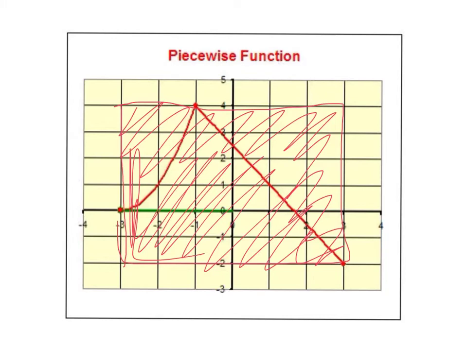Then ask ourselves the question, how far left do we go? Well, in this case, -3. How far right do we go? 3. How low do we go? -2. And how high do we go? 4. So the domain goes from -3 to 3, and the range goes from -2 to 4.